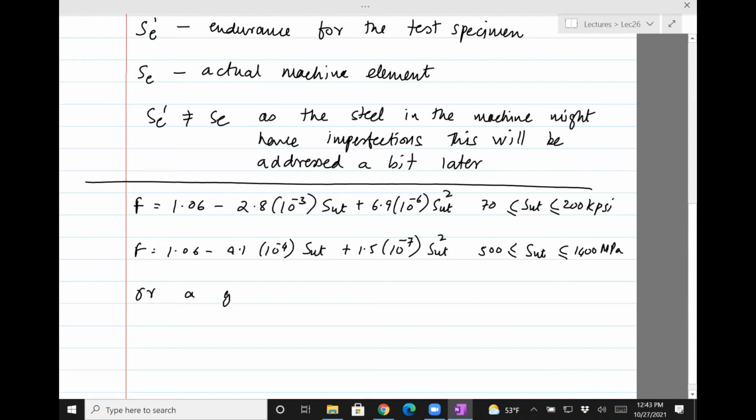Or good, so sometimes F is assumed to be 0.8 or 0.9. So sometimes just assume 0.8, 0.9, but if you actually put the values in this formula for the SUT, you'll actually see that it's actually 0.8 and 0.9 corresponding to those two pounds. This is SI and this is IPS.